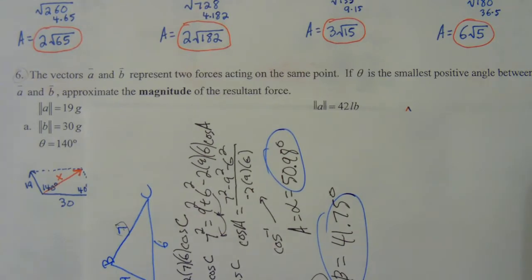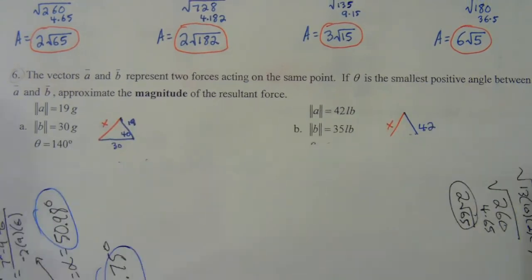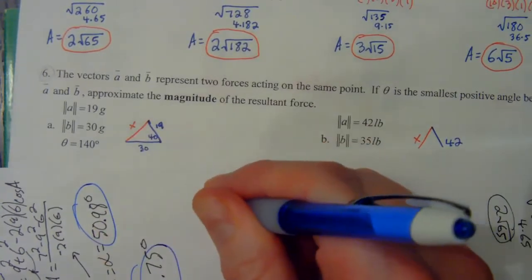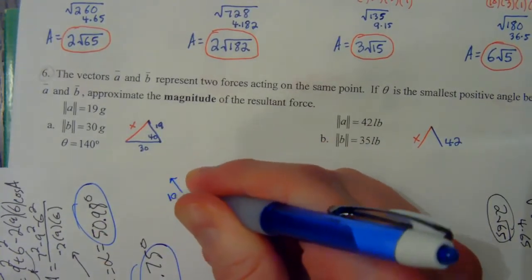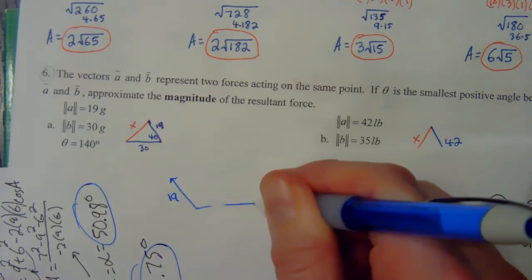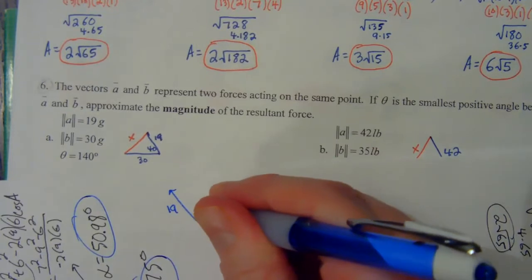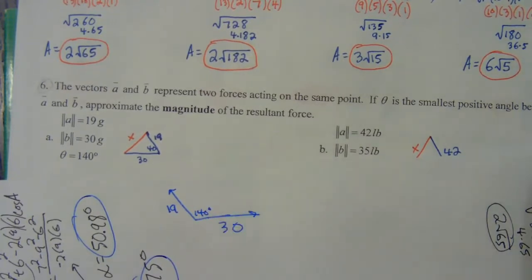I'm going to draw a picture. Let's show you how to do one, possibly two of these for sure, and then we'll be good there. We have two vectors. One force is 19 grams, another force is 30 grams, and the angle between those two vectors is 140 degrees.